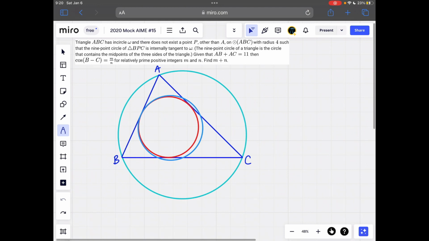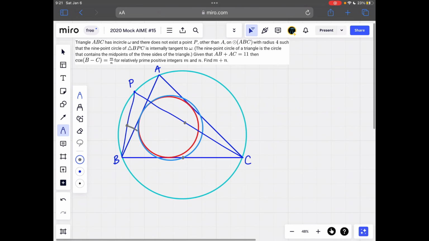So this is a locus problem, and we're obviously going to have to track the locus of all possible 9-point circles of triangle BPC as P moves around the circumcircle of ABC. So let's just place P at some random point here and draw in triangle BPC. This is triangle BPC, and its 9-point circle is going to be the circle that passes through the midpoints of its three sides. The midpoint of BP, the midpoint of CP is here, and the midpoint M of BC is here.